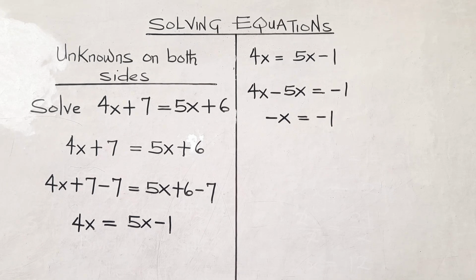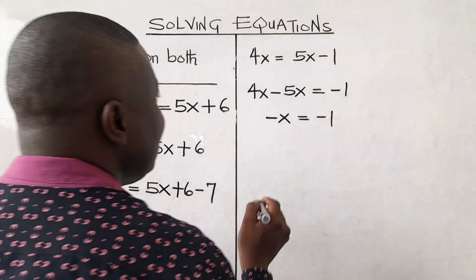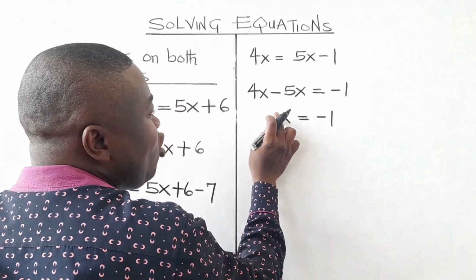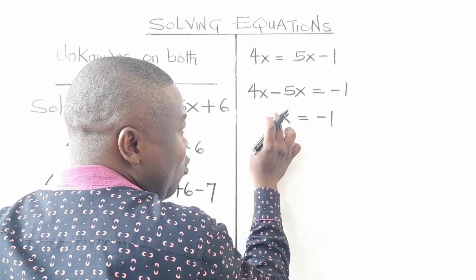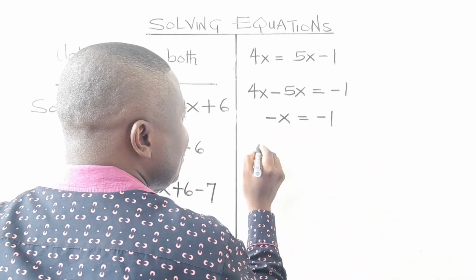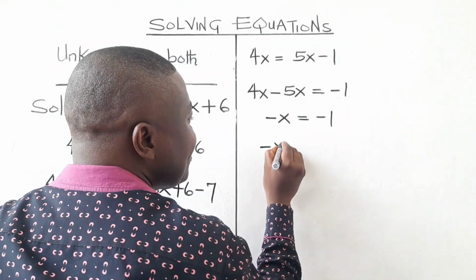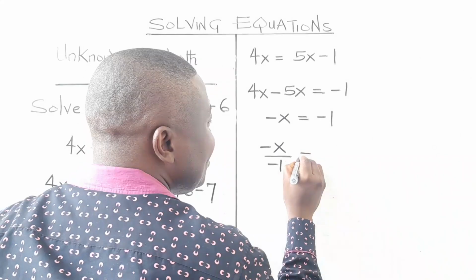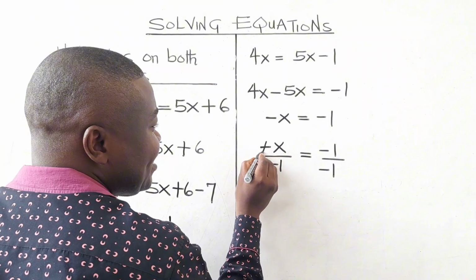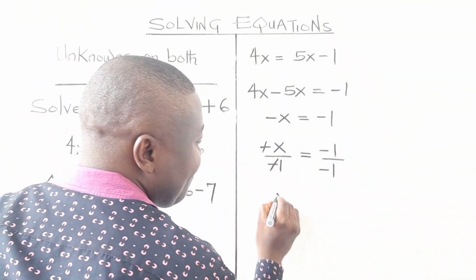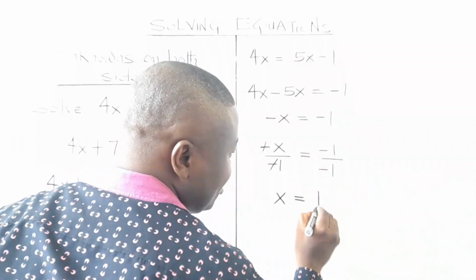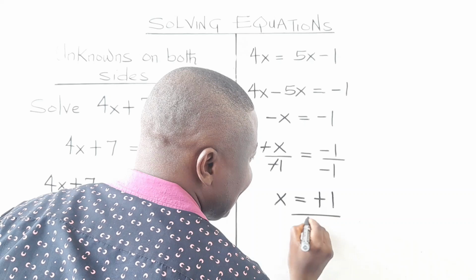I do not think so. So let's see what we'll do. We divide both sides by the coefficient of x. Remember, the number in front of x is negative 1. We don't write negative 1x, we just write negative x. So this will give us negative x over negative 1 equals negative 1 over negative 1. Negative and negative goes to positive, so x equals positive 1. That is the answer.